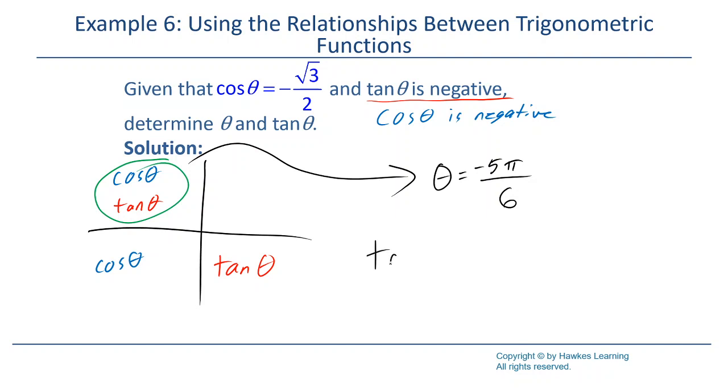And that means also we can determine tangent of theta, because that's equal to y over x, which more simply put here is going to be equal to 1/2 over negative square root of 3 over 2, which becomes 1 over negative square root of 3. And if you want to rationalize it, that becomes negative square root of 3 over 3.